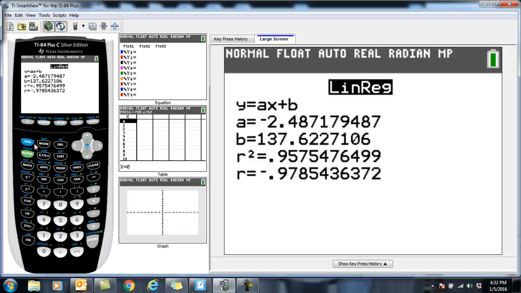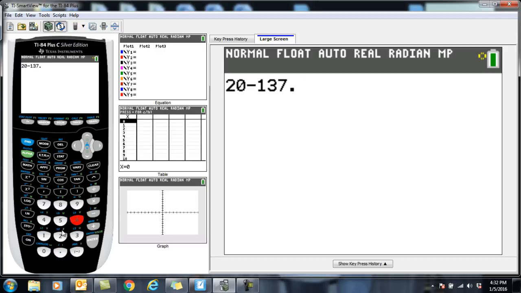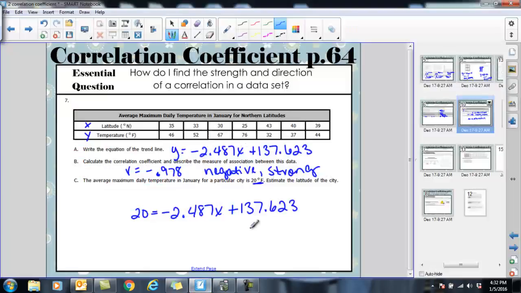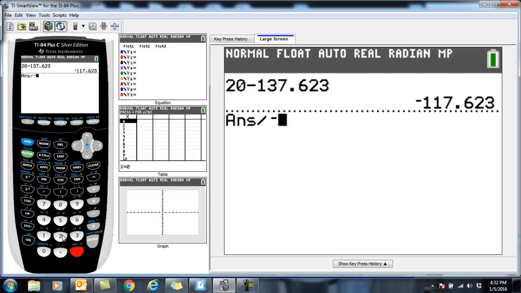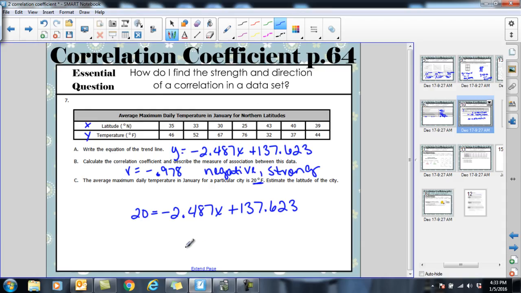So I'll grab my calculator and I'll have to do 20 minus 137.623, and I get that negative 117 number, and then to finish solving this I'd have to divide by the negative 2.487. So now I'm going to divide by negative 2.487, and this is what I get. I get 47.29. We're going to round it to the nearest whole number, so the latitude of the city is about 47 degrees.